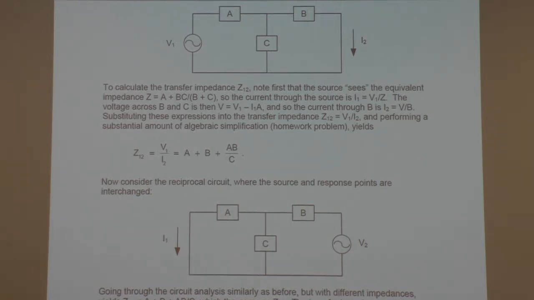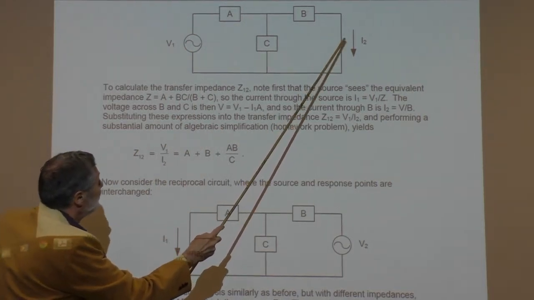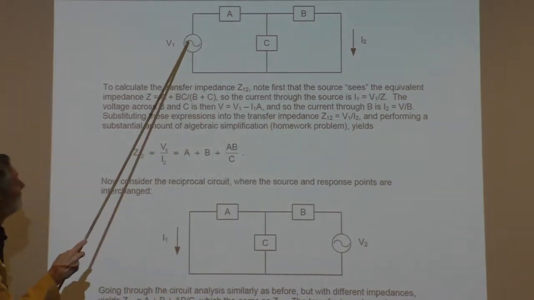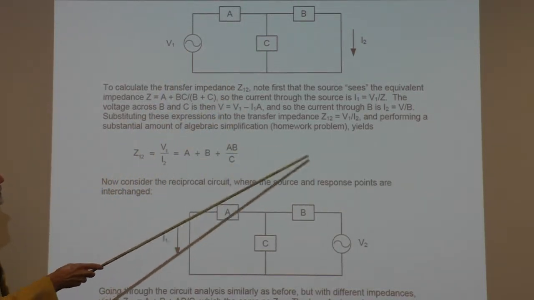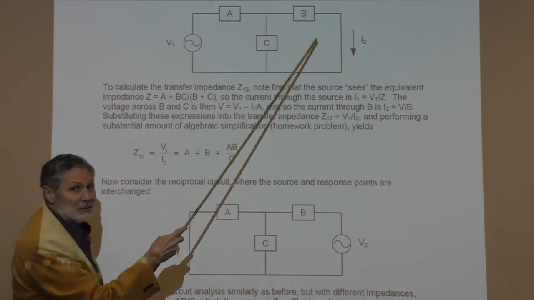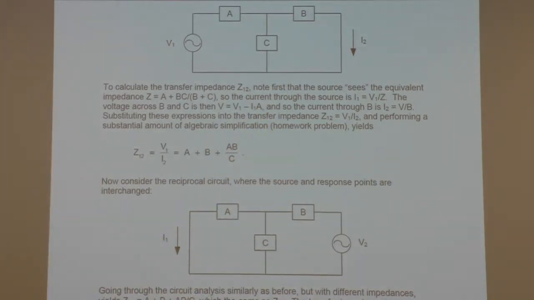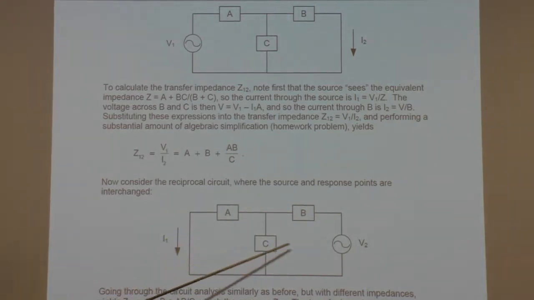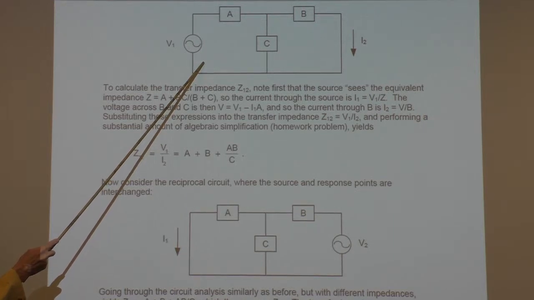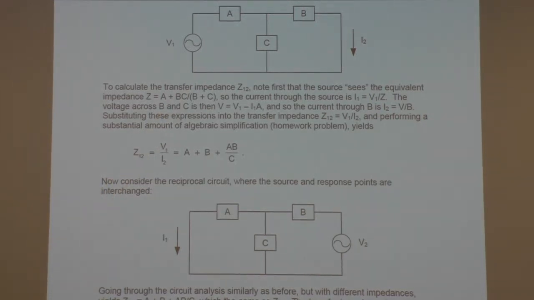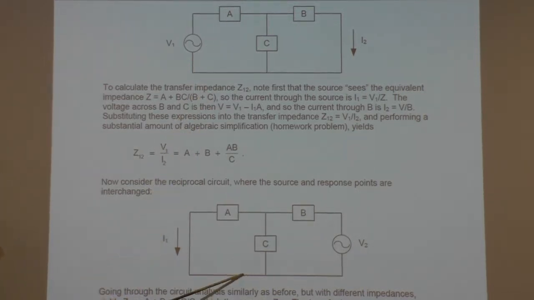Now, let's look at the reciprocal situation. Let's move the voltage source over here. Move the current meter over here, right? Do we have to solve the whole system again? Do we have to go through that whole process? No, because the reciprocal situation here is identical to this situation if you interchange A and B. Just look at it. If I interchange A and B here, I'm going to get this.